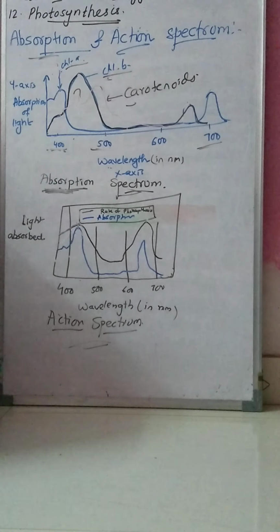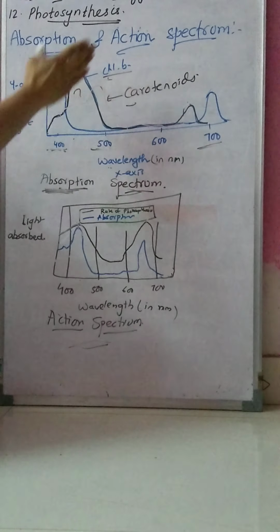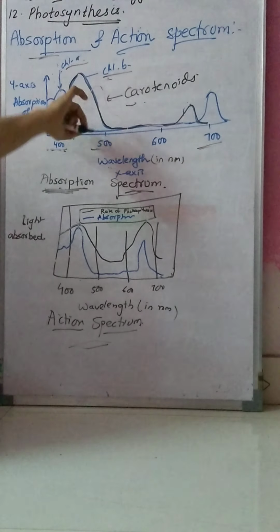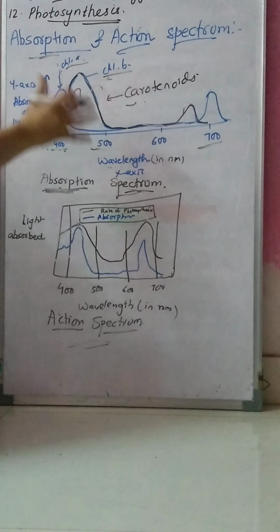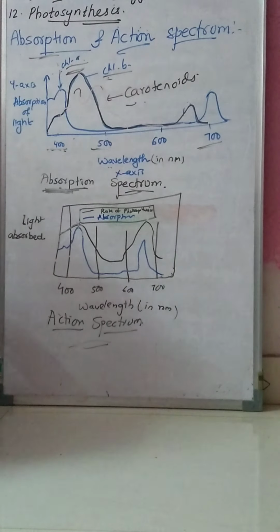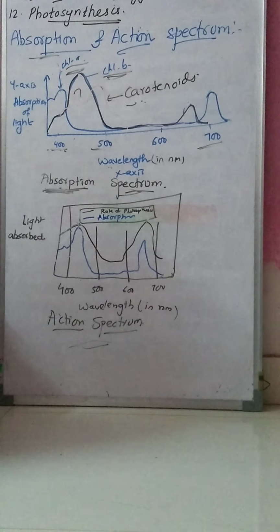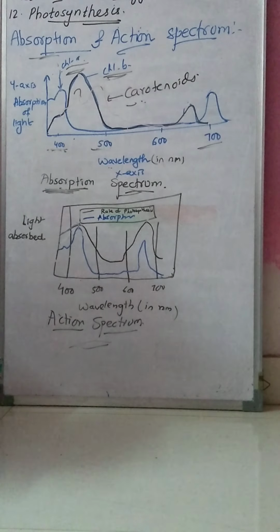So this shows that the light energy absorbed by other pigments like chlorophyll B and other chlorophylls, as well as the carotenoids, that is carotene and xanthophyll, is transferred to chlorophyll A. With the help of this spectrum, it is clear that other pigments transfer their energy to chlorophyll A.